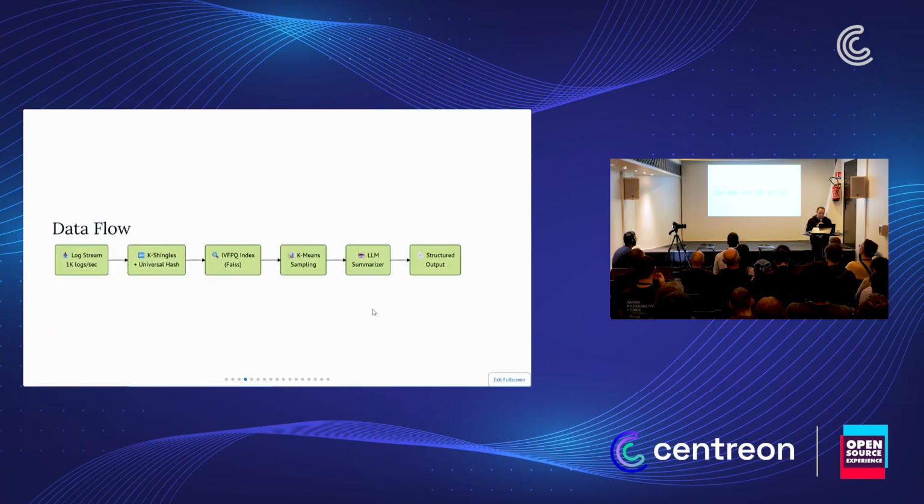The data flow I will be presenting starts with a log stream, 1,000 logs per second, for instance. Then you have k-shingling plus a universal hash, and then you have an index that allows this nearest neighbor search. Then k-means sampling allows us to group similar logs together. And then we have built this sample, and this sample will be sent to our LLM summarizer, an agent that we customized for the purpose. And at the end of all this process, we get a structured output that can be parsed, understood, and is useful to us.